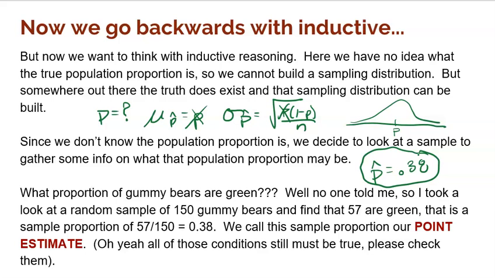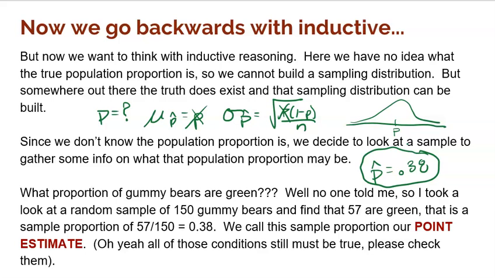Now, remember, here's my sampling distribution that I wasn't allowed to build because I didn't know the truth. But it does exist. So my p-hat is there somewhere, right? Remember, a sampling distribution shows you all p-hats. So my p-hat is in that distribution somewhere. I just don't know where.